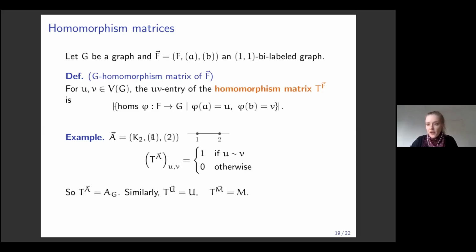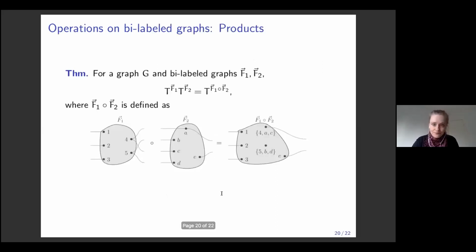Well, because by specifying where 1 and 2 go, I've specified where all the vertices in my graph go, because there are only 2. Okay, so what we see here is that I've gotten this matrix, right? So I have a 1 precisely when the 2 vertices of G are adjacent. And this is nothing else but the adjacency matrix of my graph. So the homomorphism counting matrix for this A arrow is the adjacency matrix of the graph. And similarly, we can show that the homomorphism counting matrices of U arrow is U, and similarly for M.